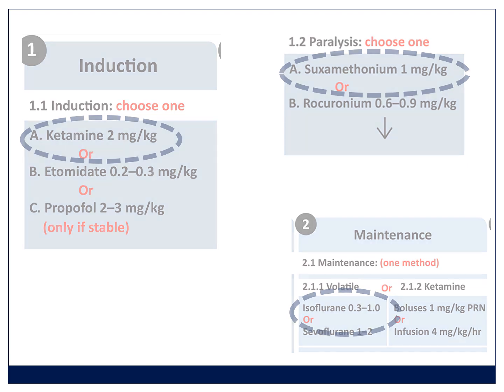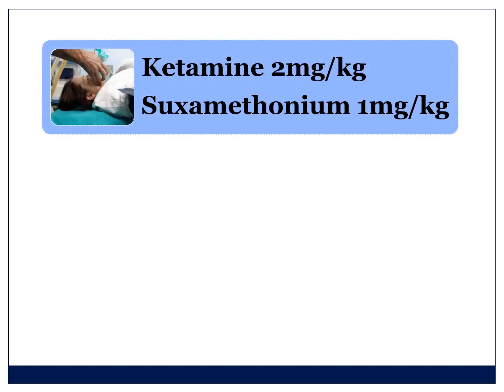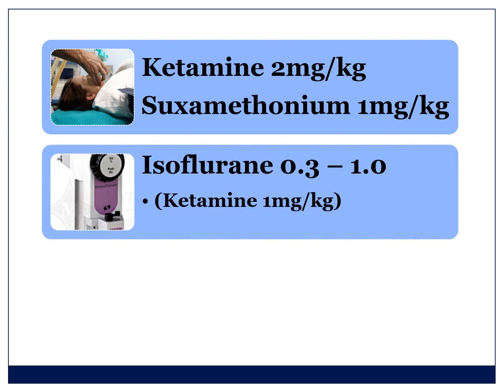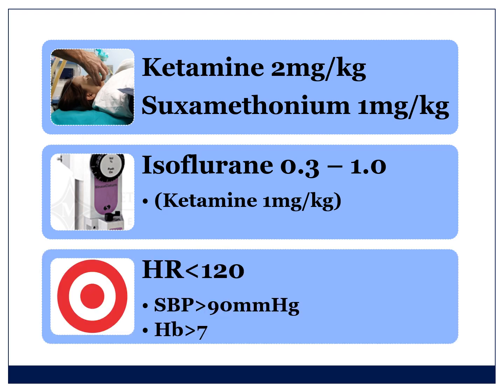So another way to put that down is you start with ketamine 2 milligrams per kilogram, followed by succinylcholine 1 milligram per kilogram. Turn your isoflurane on at 0.3 to 1, and you can use ketamine boluses if you prefer, 1 milligram per kilogram as needed. And then think about your hemodynamic targets. Try and keep your heart rate below 120, the patient's blood pressure above 90, and the hemoglobin above 7. And that really is all you need to do.